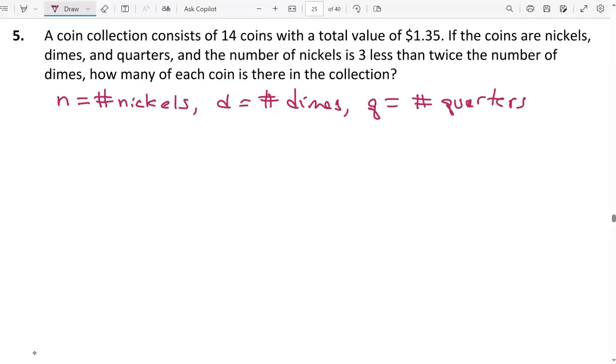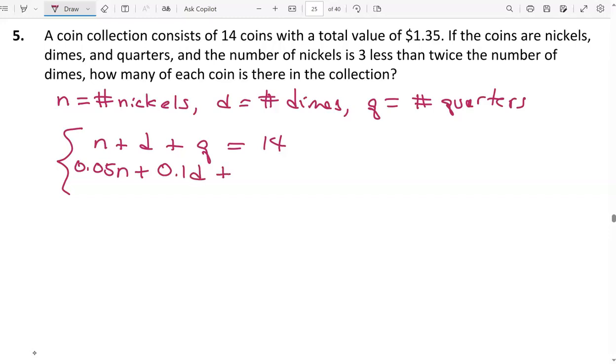There is a total for the number of coins. So the number of nickels plus the number of dimes plus the number of quarters has to total to 14 coins. And then there's a total value here. The value of the nickels is the value of 1 nickel times the number of nickels. The value of the dimes is the value of 1 dime times the number of dimes. And the value of the quarters is the value of 1 quarter times the number of quarters, and that total value is $1.35.